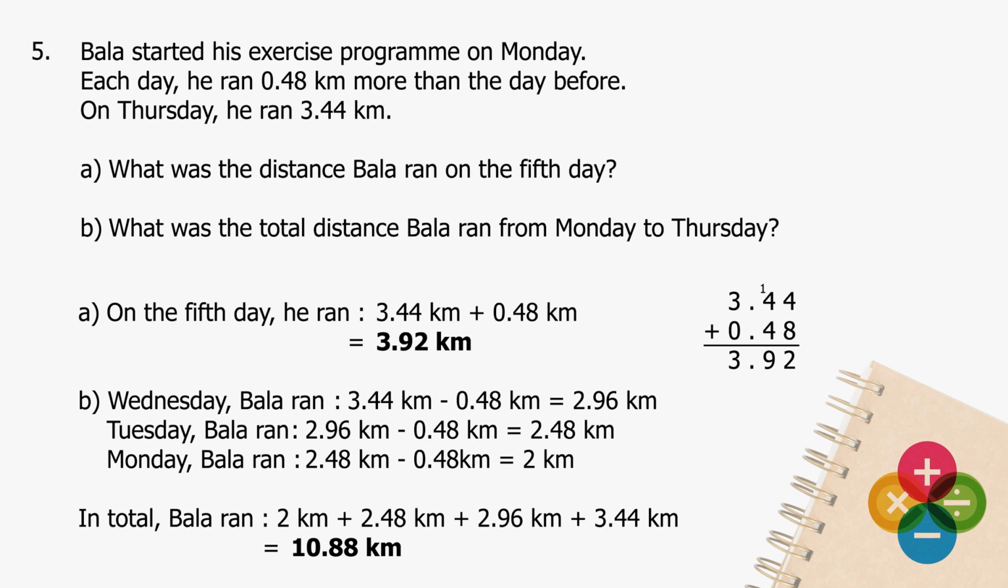For Wednesday, subtract 0.48 km from 3.44 km, the distance is 2.96 km. For Tuesday, subtract 0.48 km from 2.96 km, the distance is 2.48 km. For Monday, subtract 0.48 km from 2.48 km, the distance is 2 km. Adding 2 km plus 2.48 km plus 2.96 km plus 3.44 km, Bala ran a total distance of 10.88 km.